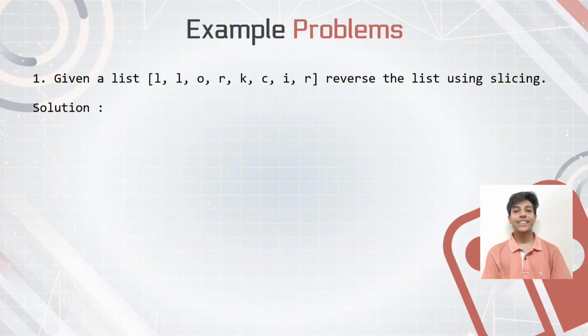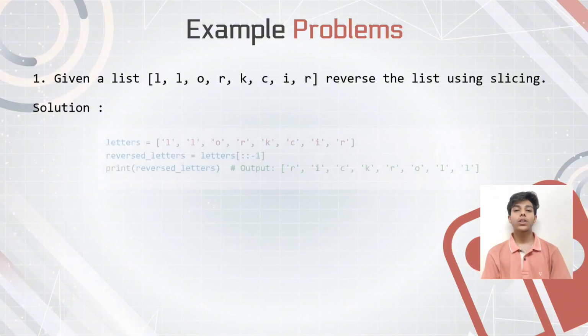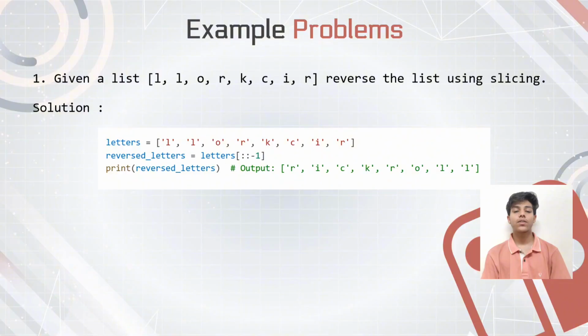So, the first question asks us to reverse the list by using list slicing. So first of all, we'll create a list which stores all of these letters. Then we'll create another list for storing the reverse of the first list. We'll apply slicing on the first list by specifying colon colon minus 1, which will reverse the first list. Finally, we'll print the result of the reverse list and we'll get rickroll.